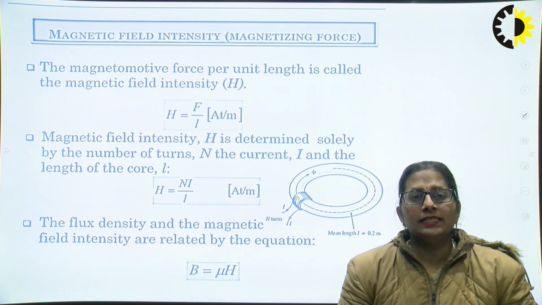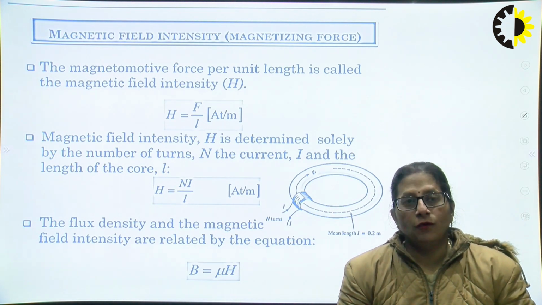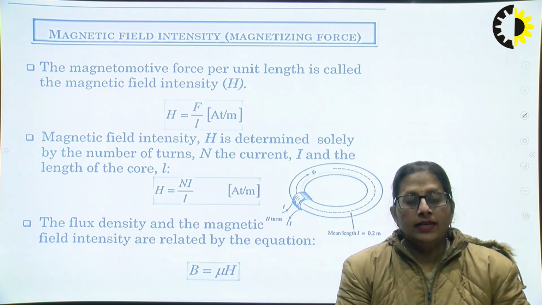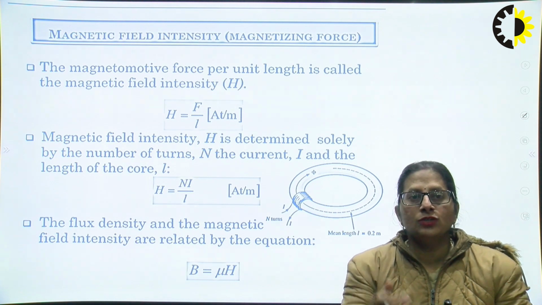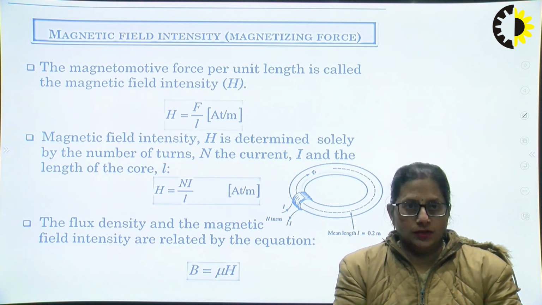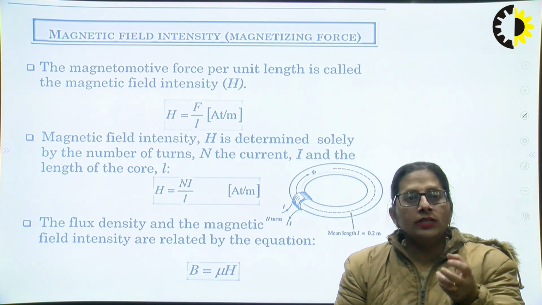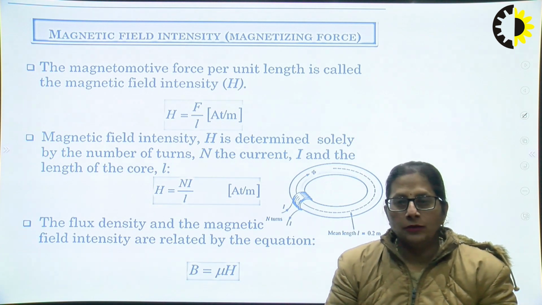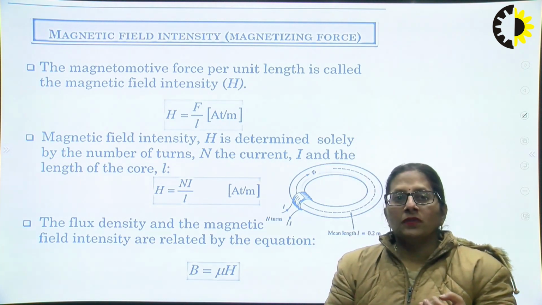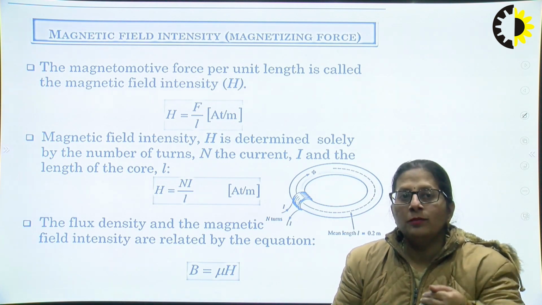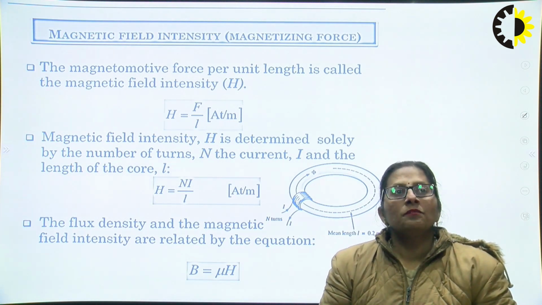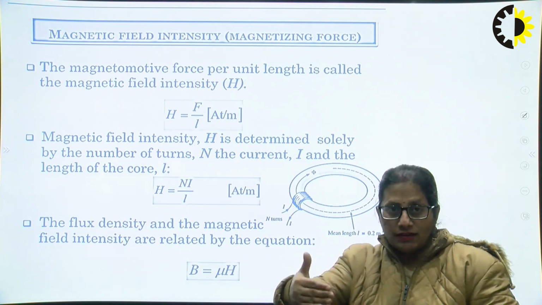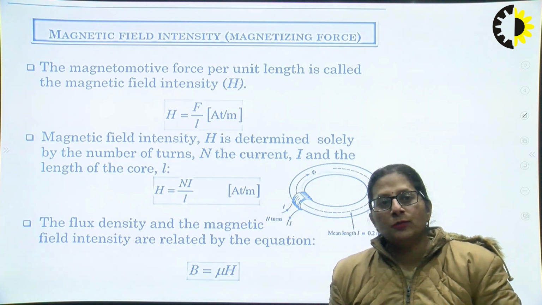Now, magnetic field intensity is also called magnetizing force, or magnetic field strength, right? It gives the measure of the strength or the weakness of a magnetic field. It is actually the force experienced by a unit north pole present at a point in a magnetic field. So this magnetomotive force, which is nothing but MMF, is the driving force behind the production of the flux.